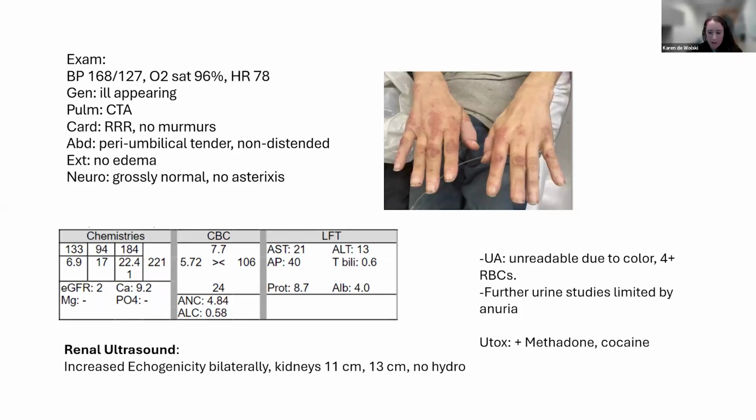His urinalysis wasn't really readable because of the color, at least that's what the computer said, except there were quite a few red blood cells. He was actually essentially functionally anuric though, so there weren't really further urine studies that were able to be done at that time. I think he just basically had some small sample when he came in the door. His UTOX on that initial test though was positive for methadone and cocaine. And then he got an ultrasound of his kidneys, which other than some chronic medical renal disease, was fairly unremarkable.